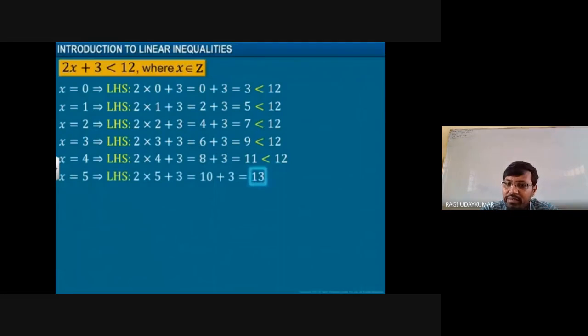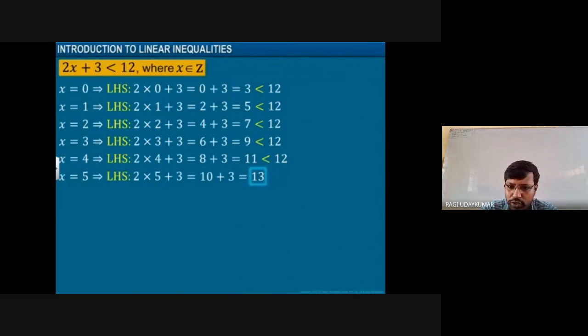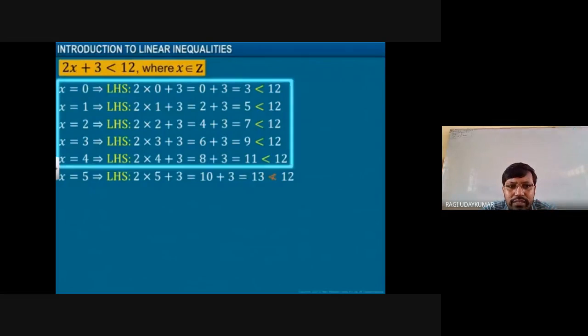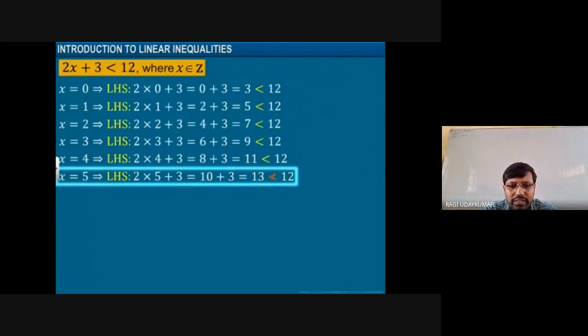Actually, whenever real numbers are given, it is infinite solutions. But here the question is given only for integers. Please concentrate. Since it is given integers, you have to take only the integers into consideration. Whenever you take integers, the numbers which are less than 4 are all possible. X belongs to integers is given, so not only 0 onwards, infinite solutions are there. The numbers which are less than 4 are all the solutions. If you take 5, it is not satisfying.